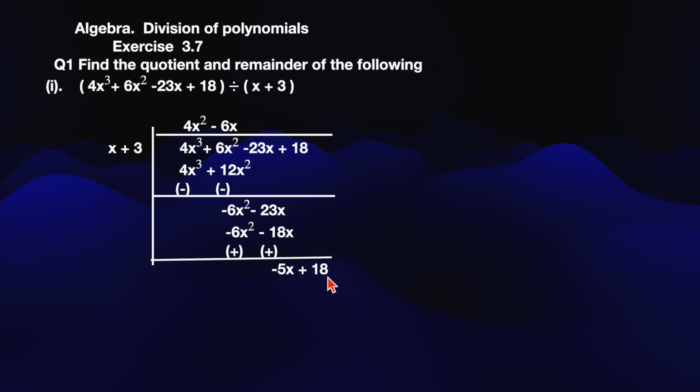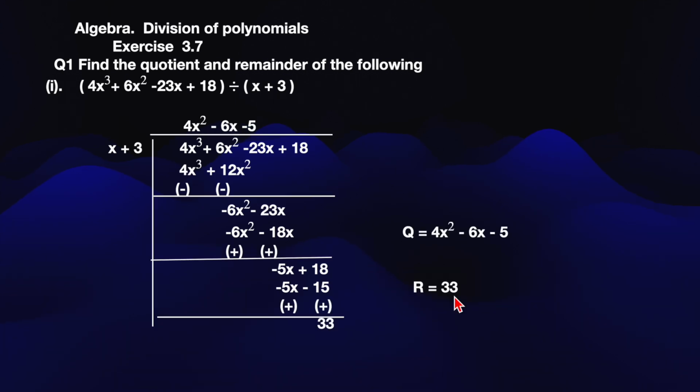Write down the next term, plus 18. Okay, now minus 5x divided by x is minus 5. So write it down like this, minus 5. Now multiply minus 5 into x plus 3. You get minus 5x minus 15. 3 fives are 15. Again this is minus 5x, this is minus 5x. So I'm going to change the sign, plus 5x. This minus also will become plus. When we add this, it becomes 0. 18 plus 15 is 33.